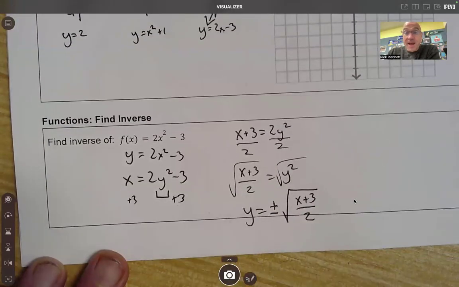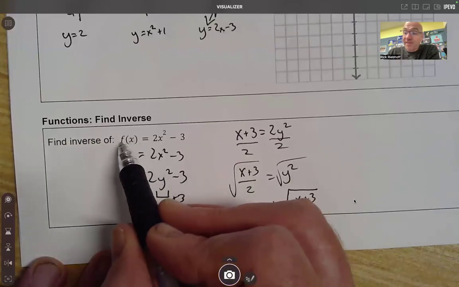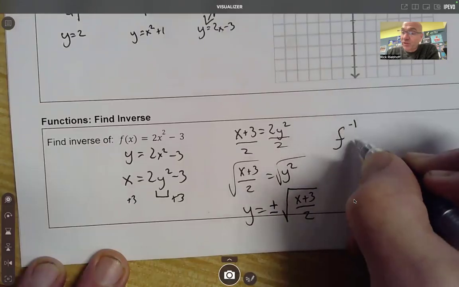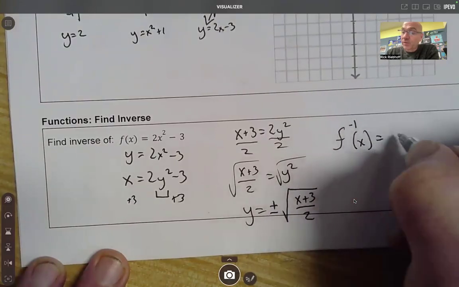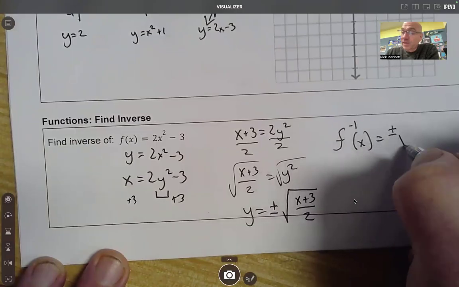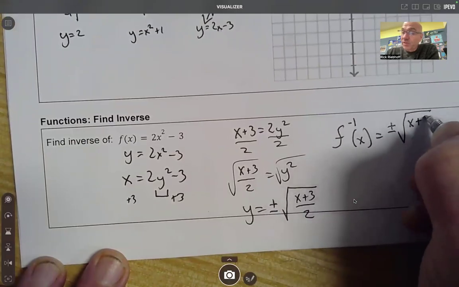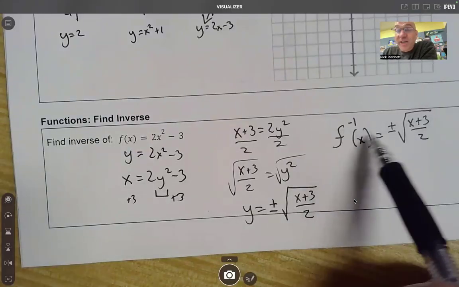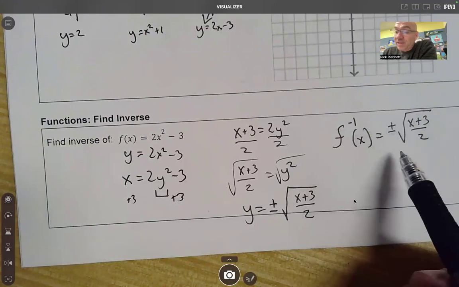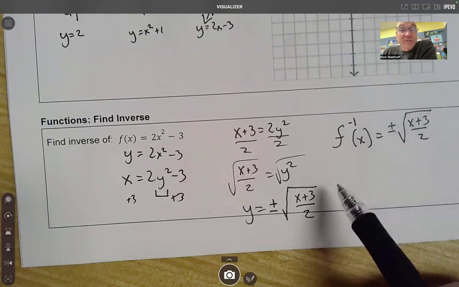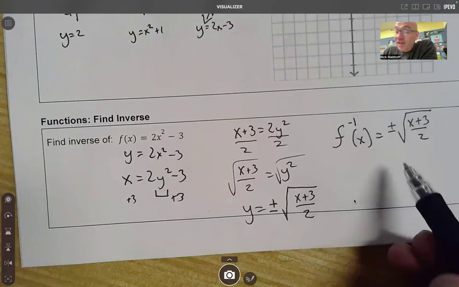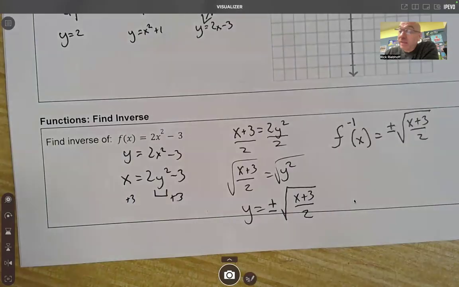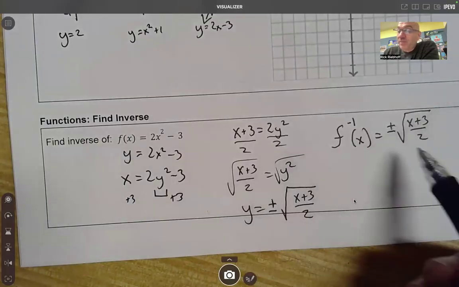Now, the fancy thing to do is, this was f of x. So I'm going to write the inverse as f inverse of x equals plus or minus the square root of (x plus 3) over 2. Now, technically, this is not a function anymore, right? It's going to be basically a sideways parabola, so it's lost its functionness. I could graph two different parts, the positive part of this and then the negative part of this, and that would be functiony. But we'll just go with it.